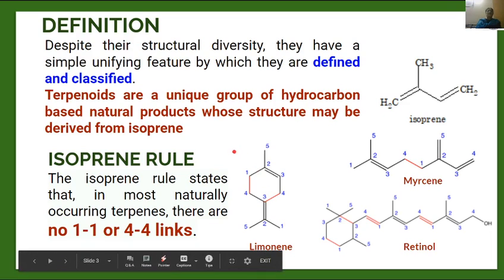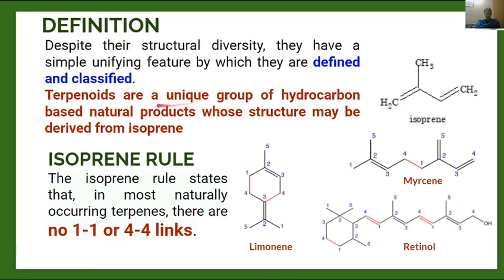Terpenoids are defined and classified as a unique group of hydrocarbon based natural products whose structure is derived from isoprene. Isoprene is basically 2-methyl-1,3-butadiene. Its molecular formula is C5H8.